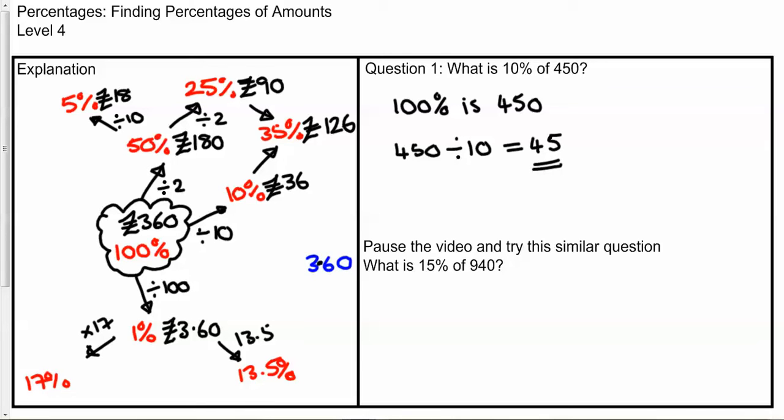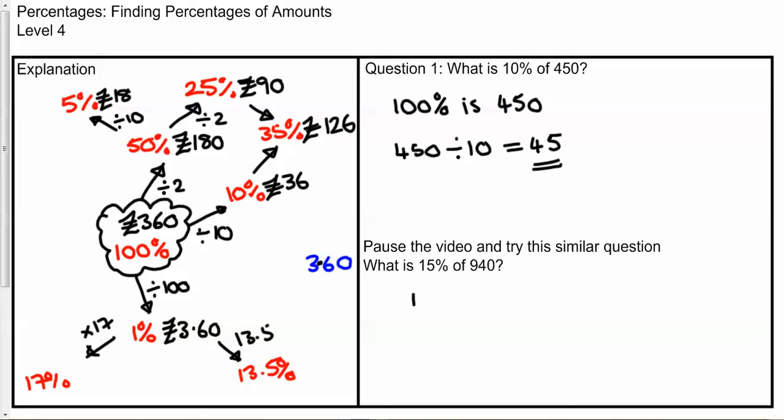Okay, at this point you may want to pause the video, go back and have a look at some of the explanations and check you understand, and then have a go at this question here, finding 15% of 940. And then in a moment you can start the video again from this point and see if you were right. So let's have a look at how you did.